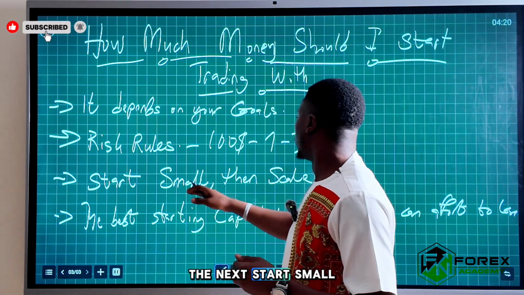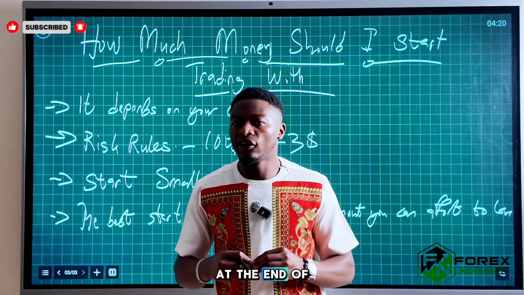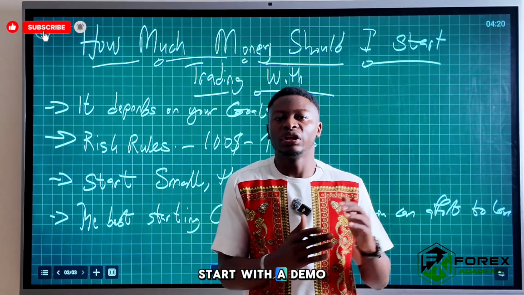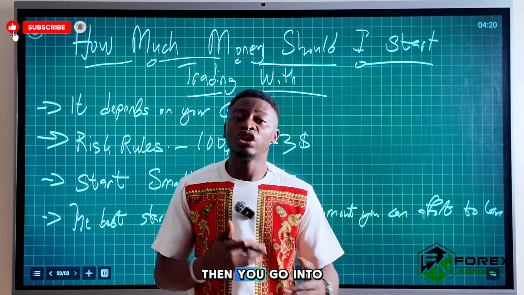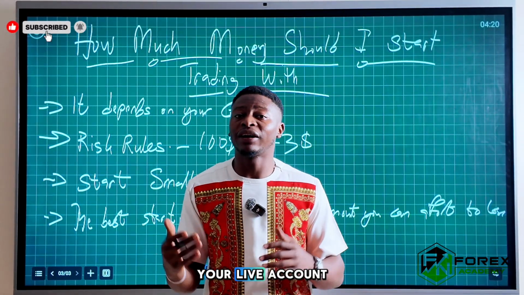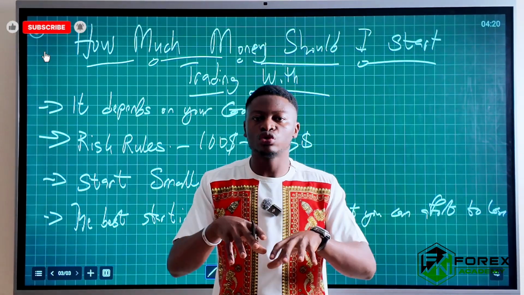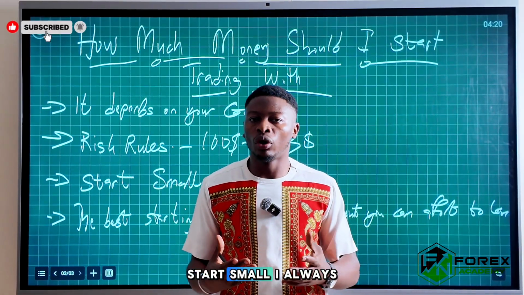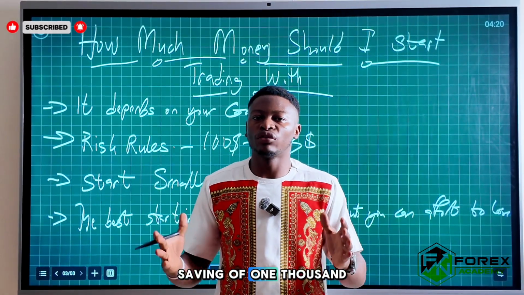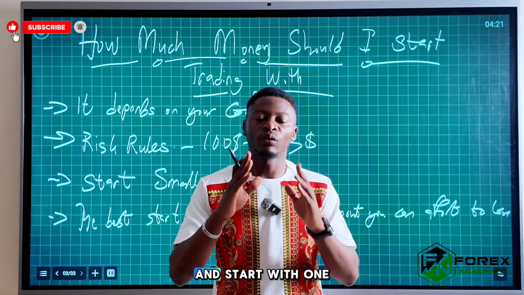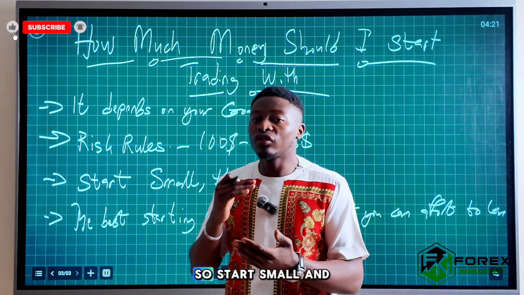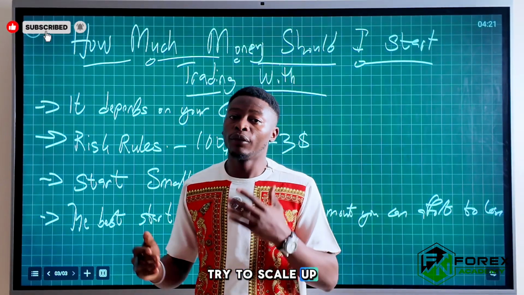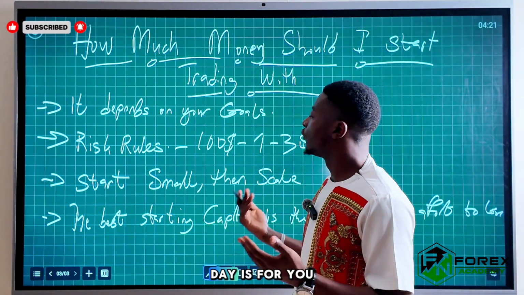The next point: start small, then scale up. At the end of the day, as a trader, you start with a demo account, maybe for 1 to 3 months. Then you go into your live account. When you get into your live account, you don't want to deposit all your savings into it, right? Start small. I always say this: if you have savings of $1,000, keep $900 aside and start with $100, because you are liable to make mistakes as you start, right? So start small and try to scale up. Your aim as a trader at the end of the day is to scale up.